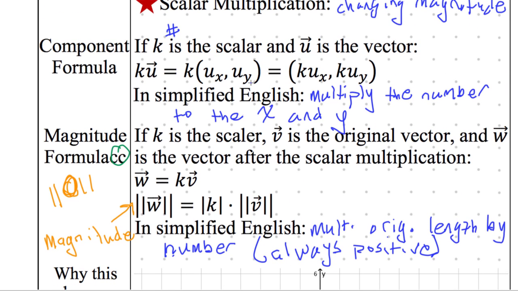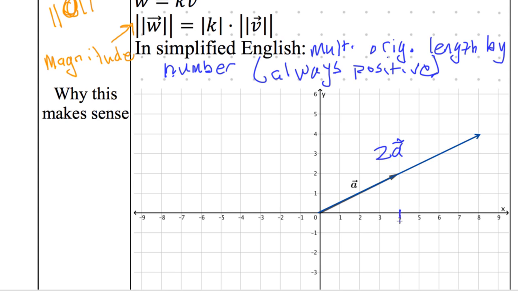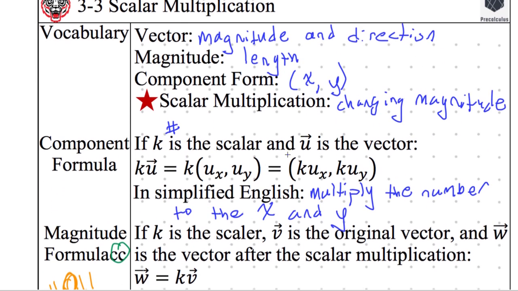And then look over here. I'm multiplying the x and y by the k. Look what the original value of a was. A originally had this x value of 4. 2 times a means I have an x value of 8. I multiplied the x component by 2. The original y component to get to this point was just 2. Multiply the y component by 2 and you get to 4 right here, which happens to be the new y component. You just multiply each of the components. That's why this formula makes sense.